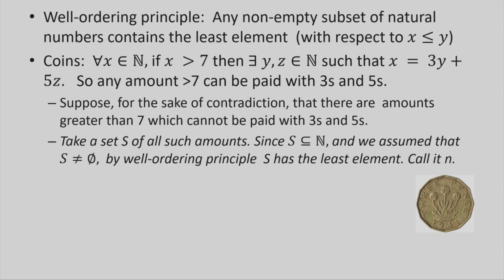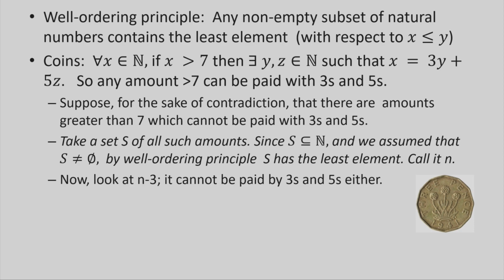And here is where the well-ordering principle comes in. Let's take the set of all such amounts. Since we assume that there is something in that set, by the well-ordering principle, there is a least element of that set. Let's call it n. So what will that n be? It's the smallest number that's greater than 7 and that cannot be paid with 3's and 5's. It's the smallest number. This is what we are going to use. This is going to be what makes our proof work.